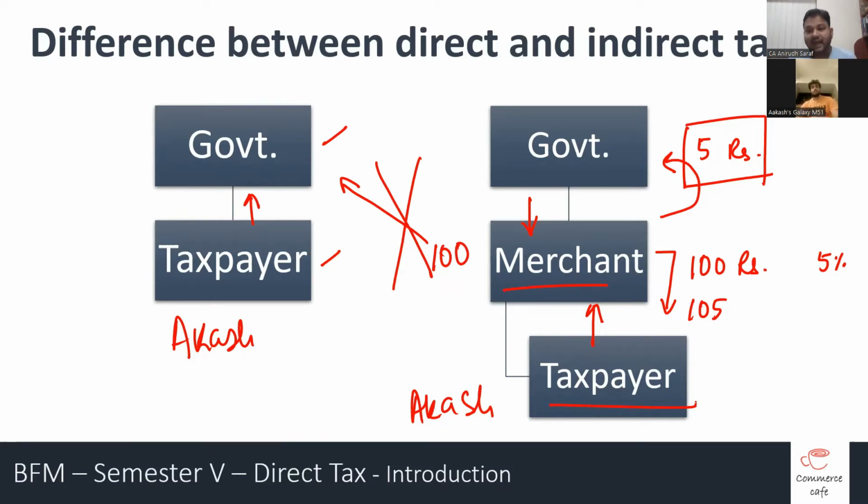Indirect tax also is there in your course, but not immediately, maybe later on. I think in 6th semester or something, next semester maybe. But for now, we will only focus on direct tax, right? Yes, sir.